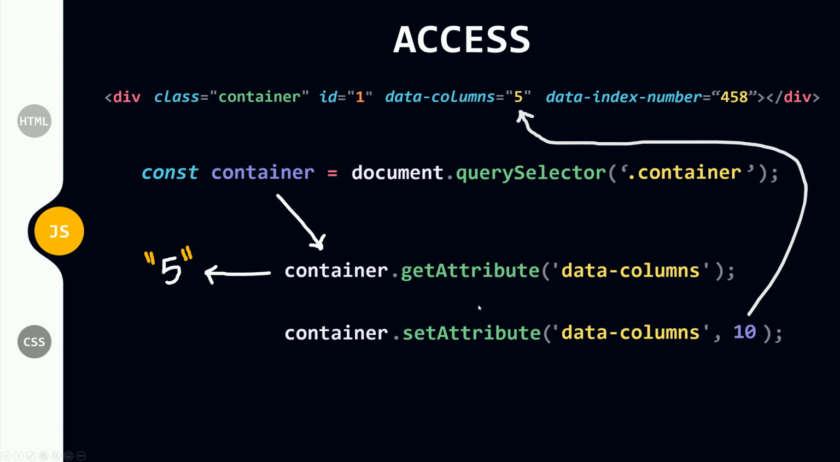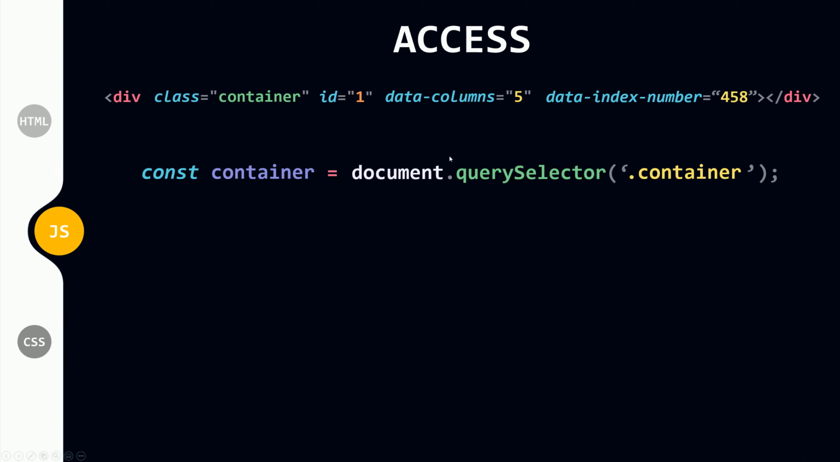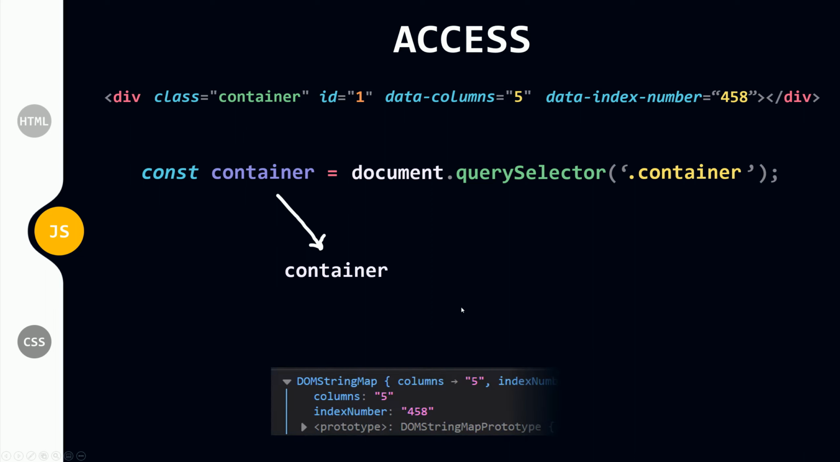Now let's move on to the new way to access data attributes in JavaScript. You still need to select the element using querySelector or any method. I'm going to assign this to container. Now our container object, which represents this element here, has a DOMStringMap, which is an object. It has all the data attributes inside. So you can see here columns and indexNumber, these data attributes. To access this DOMStringMap, you need to use a property called dataset.